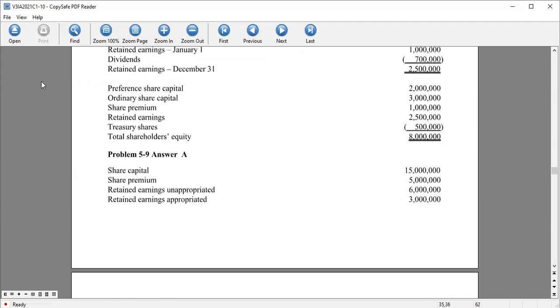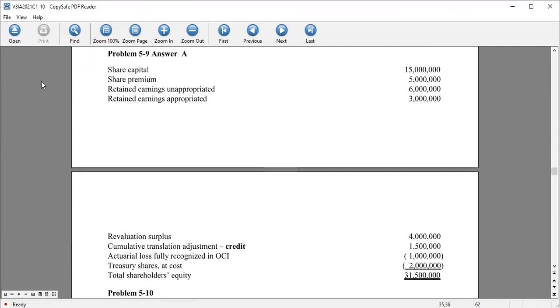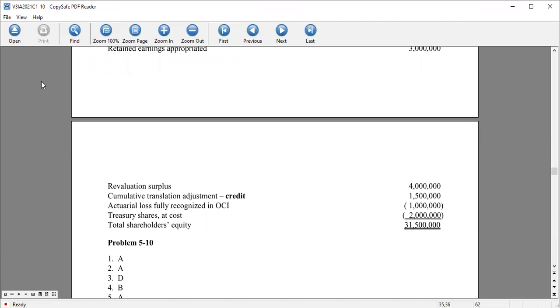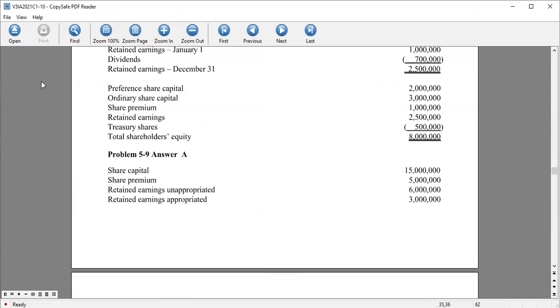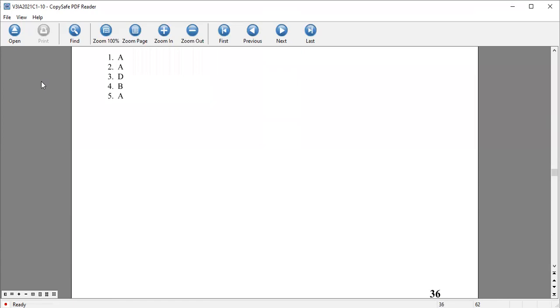Then for 5-9, the amount of shareholders equity: share capital, share premium, retained earnings, unappropriated and appropriated. Then we have the revaluation surplus, cumulative translation adjustment, being a credit, and the actuarial loss fully recognized in OCI, deduct 1 million, and we have the treasury shares at cost of 2 million, giving us the total shareholders equity of 31.5 million. Now we have the answer to 5-9. 5-9 is letter A. Then the solution to the multiple choice theory in 5-10.